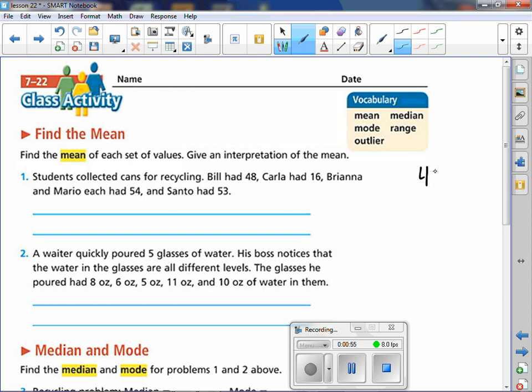Collecting cans. Students collected cans for recycling. Bill had 48. Carla had 16. And Mario and Brianna each had 54. So I'm going to write down both 54s. And Centano had 53. And then we're just going to add these up. Okay. Again, when I look at these, I just group them together.